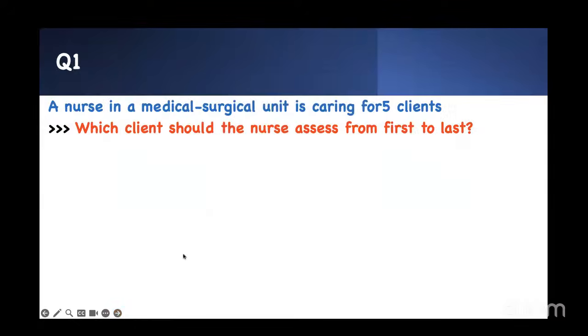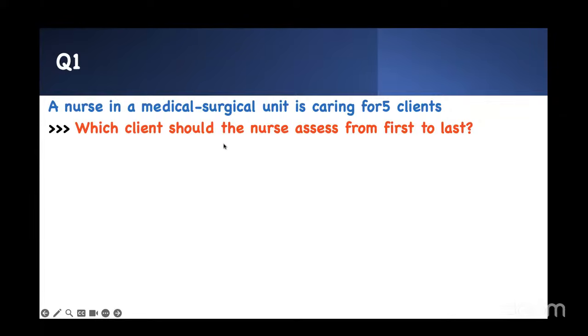First question, what do you think? This is what's been given recently to students, nurses. They see these questions and they're running away from it. A nurse in the medical surgical unit is caring for 5 clients. Which client should the nurse assess from first to last? That means you got to arrange them from first to last.